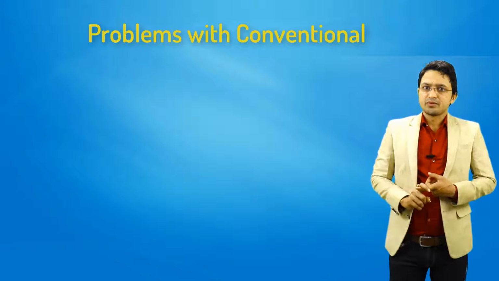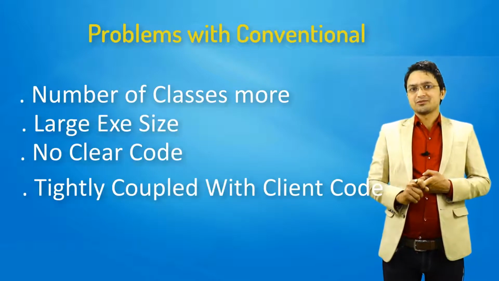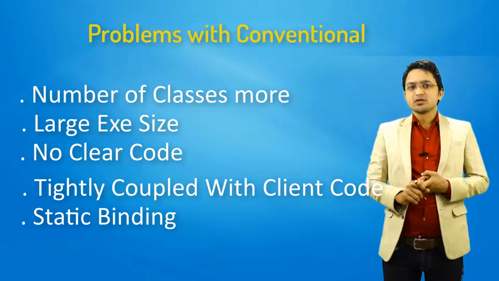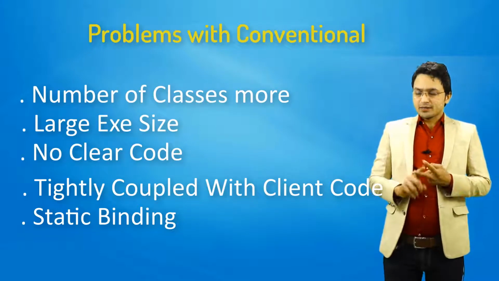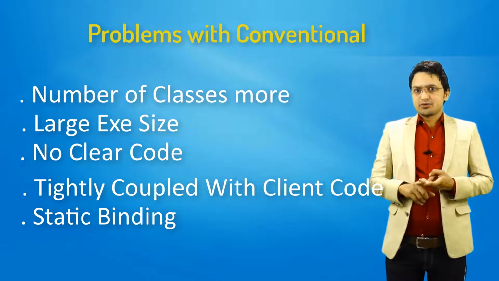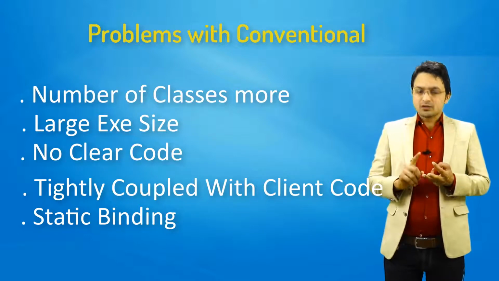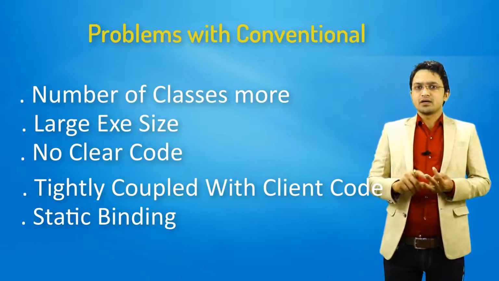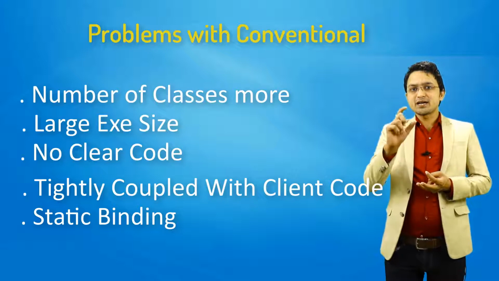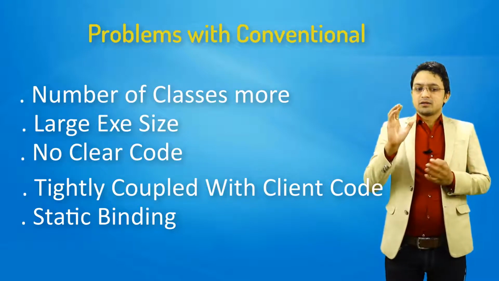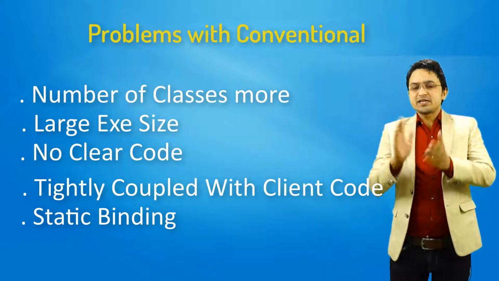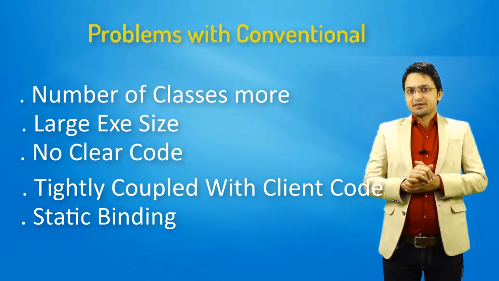The first problem, the number of classes is more. Since the number of classes is more, the executable size is also increased. Third, no clear code. Fourth, this code is tightly coupled with the client code. And fifth, there is no runtime binding achieved here. So these are the problems associated with the conventional code.